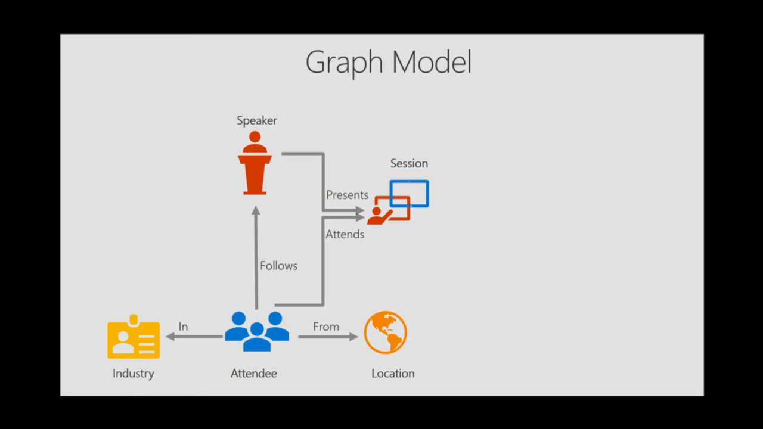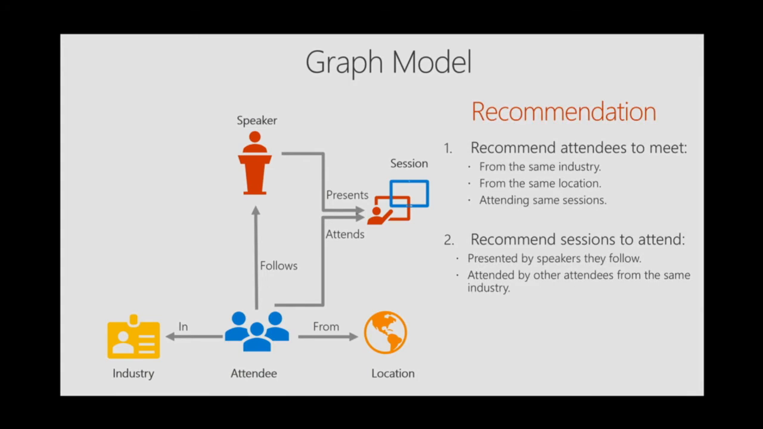So what we want to get out of this is two types of recommendations. One is, let's suggest other attendees to meet. Let's be a little bit more social. So maybe we can suggest folks from the same industry, same location, attending the same sessions. We'll score it, we'll order it, and suggest people for you to meet.